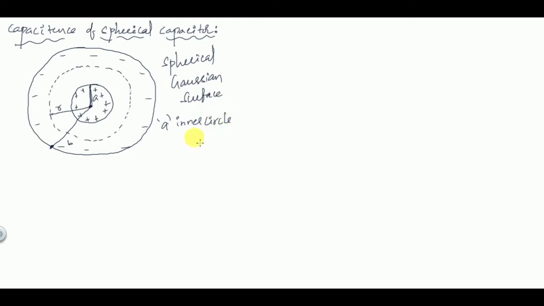Okay, so our inner sphere radius is a, surrounded by positive charge, and similarly b is the outer sphere radius. So it consists of two spheres, one inner sphere and one outer sphere. The inner sphere consists of positive charges and the outer sphere consists of negative charges. So two equal and opposite charges separated by some distance in radius. So this forms a spherical capacitor.